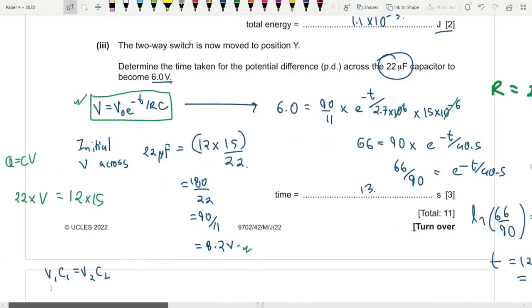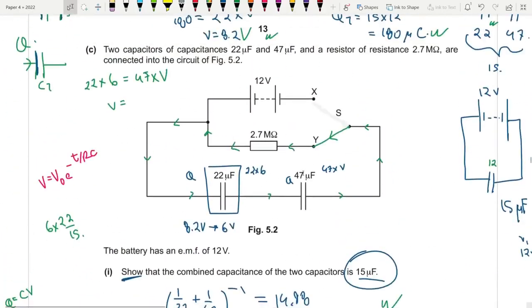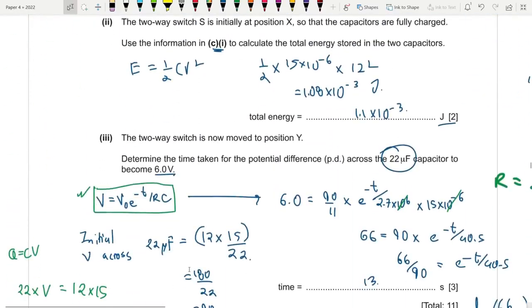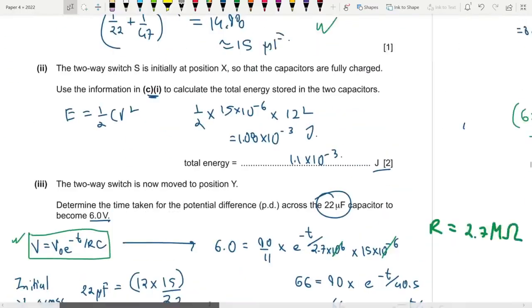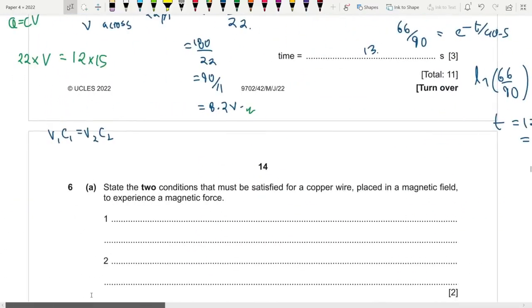Okay, this also works. There's another route you could take. You could only consider the 47 microfarad capacitor. You can find out its initial voltage. Since this took up 8.2 initially, this one would obviously take up 12 minus 8.2, which is 3.8 volts, right? Obviously. And from 3.8 volts, it became 2.8. You could use that as well. You'd get the same answer, right?